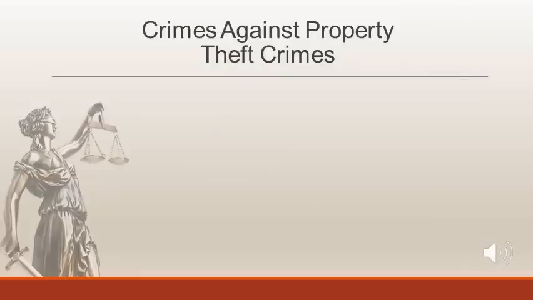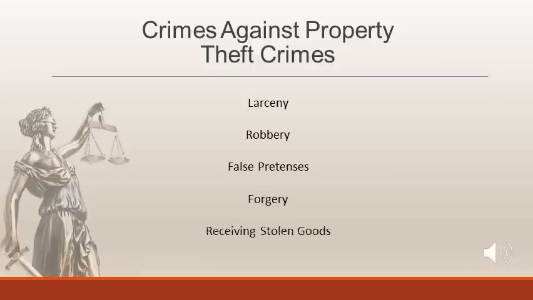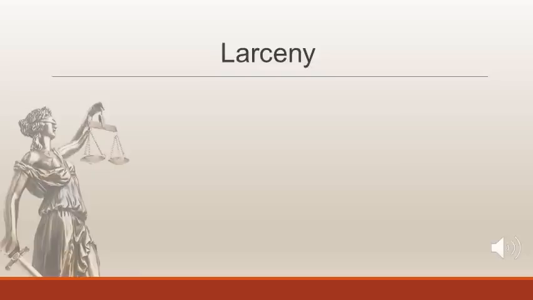The next group of crimes against property are categorized as theft crimes. These crimes include larceny, robbery, false pretenses, forgery, and receiving stolen goods. The first theft crime is larceny.